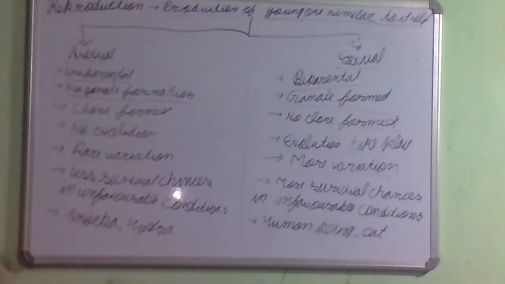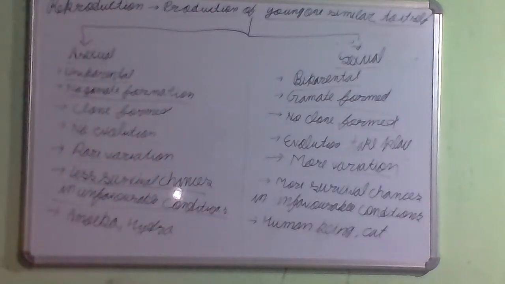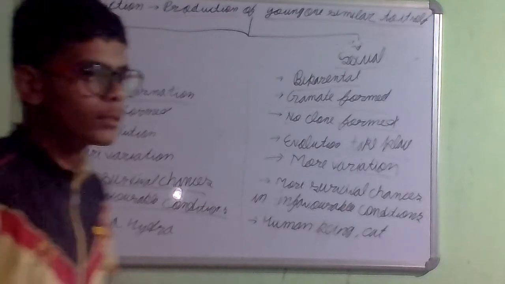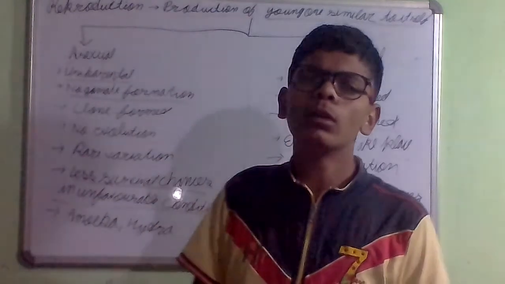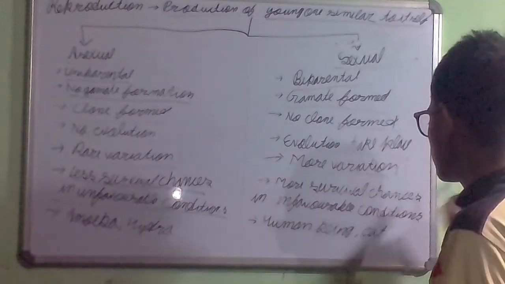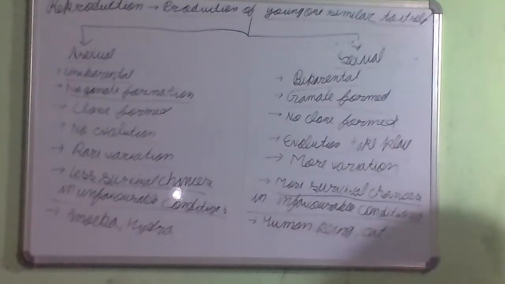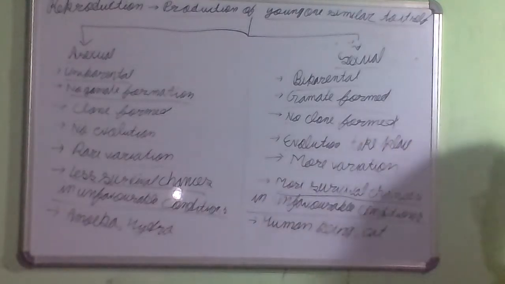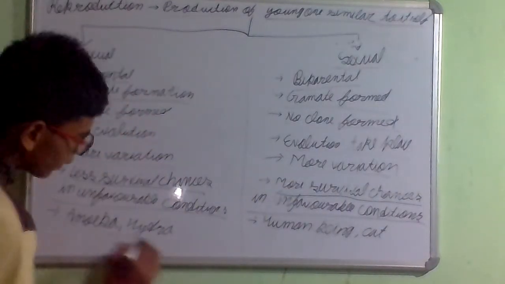So more variation takes place in sexual reproduction. In asexual reproduction, there are fewer survival chances in unfavorable conditions, meaning the organism produced through asexual reproduction will not be able to survive long in unfavorable conditions. In sexual reproduction there are more survival chances in unfavorable conditions; the new organism will stay alive for more time.